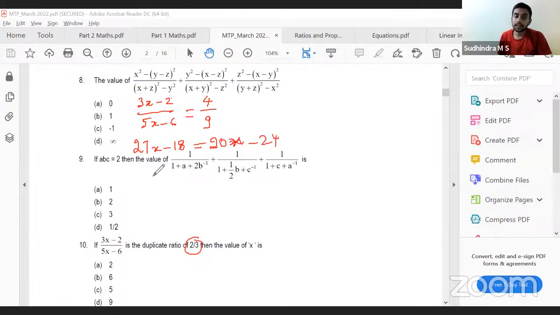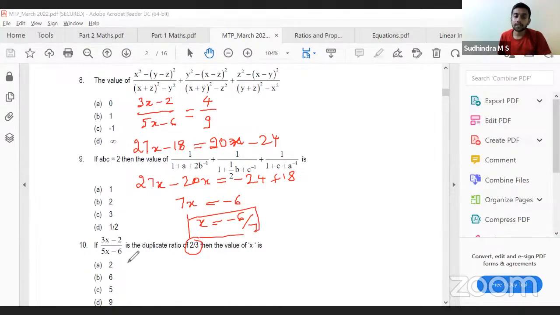So 20x, I'll send it this side. It will be 27x minus 20x is equal to minus 24 plus 18. So 27x minus 20x is 7x. Minus 24 plus 18 is minus 6. X is minus 6 by 7. So if you want to get any of the answers here, you have to take this ratio as root 2 by root 3. Okay, there is a printing mistake in the question. Root 2 by root 3.